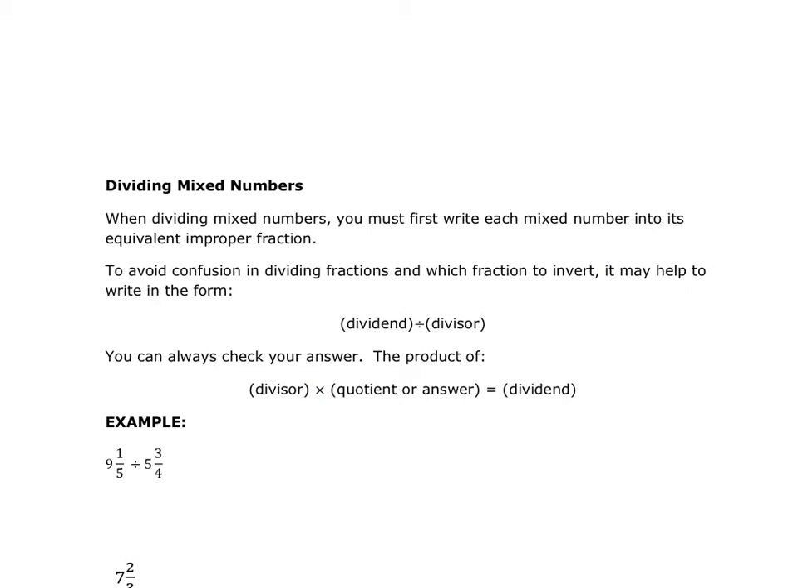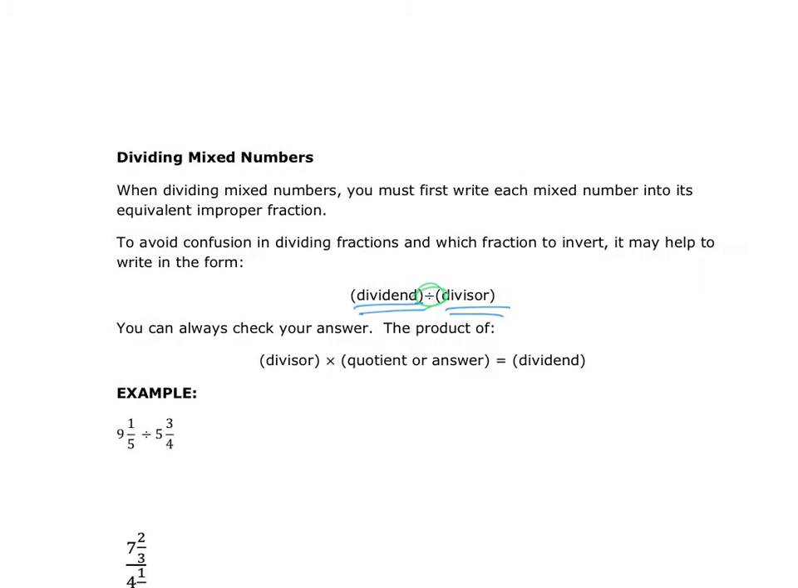Just like when you are multiplying mixed numbers, when you are dividing mixed numbers, you must write the mixed number into its equivalent improper fraction. And if you are having trouble remembering which one to invert, then you write it in this form. You would write your dividend first, and then you would write your divisor with the division symbol in between. And you can always check your answer, because we know that if we take our divisor, multiply it by the quotient, it will go back to the dividend.